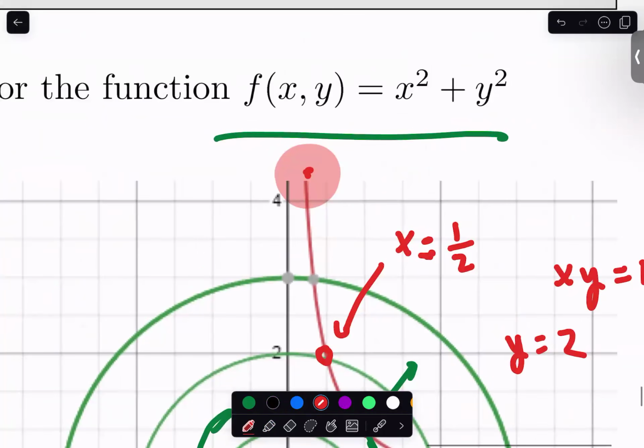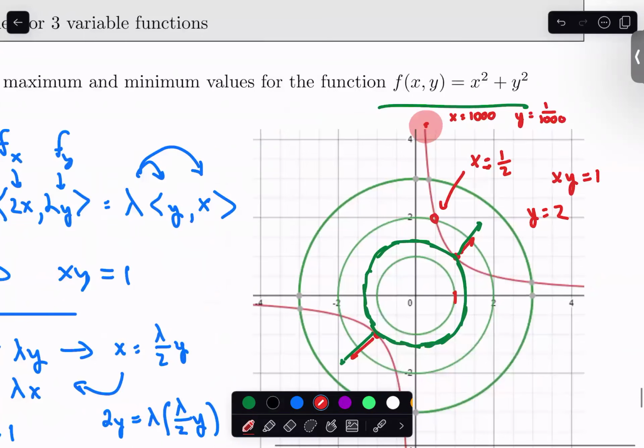For instance, if I did x equals 1,000, and then y was equal to 1/1000th, and I plug that into my function, again, I have to take my x and square it, and I have to take my y and square it, and then add those results. Y is quite close to 0 in that case. If you take 1/1000th and you square it, it's going to be like 1/1,000,000th. On the other hand, when you take your x value of 1,000 and square it, you're going to get 1,000,000. So it's going to be 1,000,000 and a little bit of change. So you can get as large as you want here, but it turns out your minimum is going to be the 2.